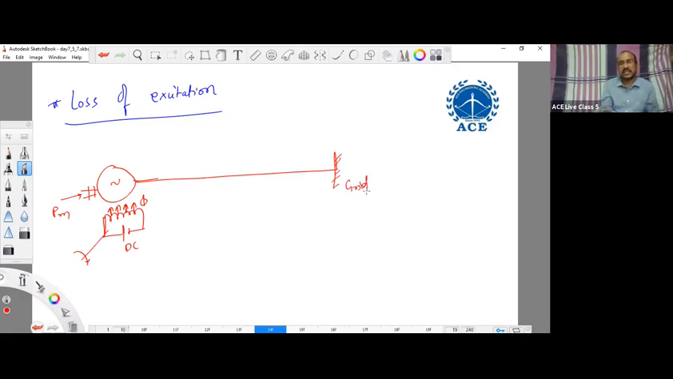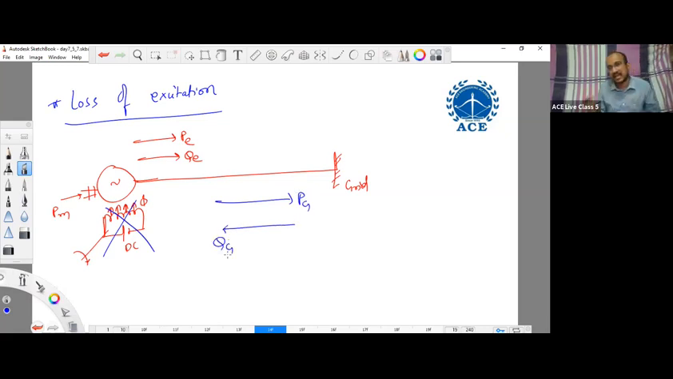So initially, the alternator is delivering both real power and reactive power to the grid. Now, when the excitation is lost, what happens? Mechanical input is present, but excitation is lost. What happens? It will deliver the real power to the grid, but absorb the reactive power from the grid.